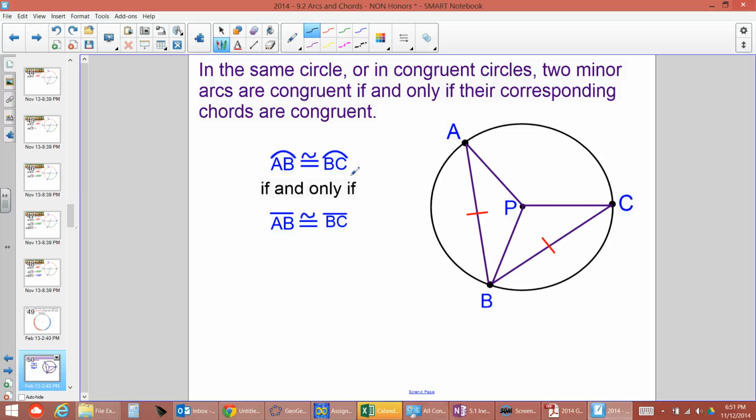So what's cool about this is we can use isosceles triangle type stuff where we have two segments that are congruent. If those two segments are congruent, then so are the arcs that they subtend. That's a big fancy word for what they cover. So if segment AB is congruent to BC, then we also know that arc AB is congruent to arc BC. That's what it says right here. If the arcs are congruent, so are the segments. And since it says if and only if, we know it goes both directions. It's a biconditional statement.